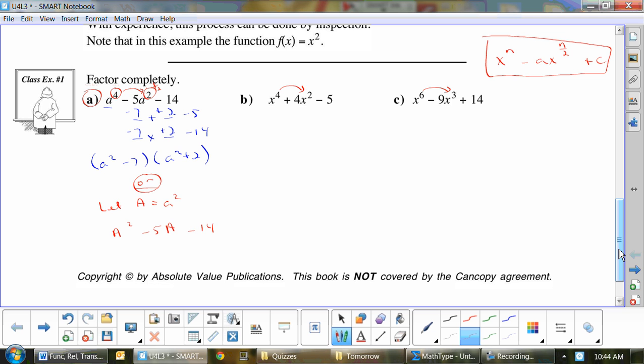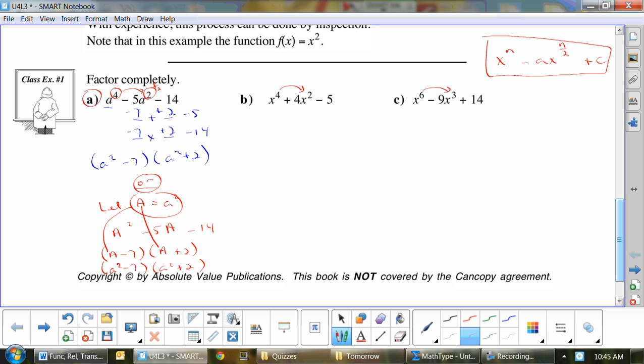And then we would do just like we did above, and we would get a minus 7, a plus 2. Now what is a? What is big A? Little a squared. So then I finish with now bringing this back into here. So that would be a squared minus 7, a squared plus 2.